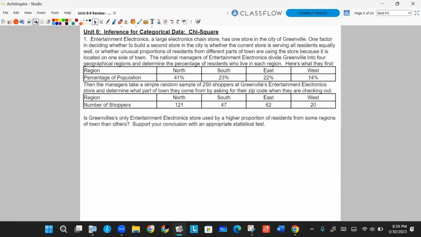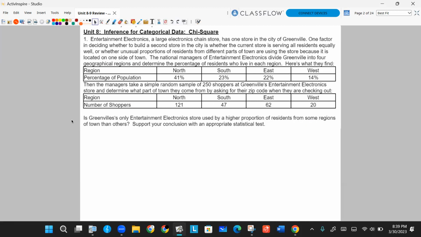And it gives a breakdown north, south, east, and west in different percentages. And that region is basically just percentage of population. The second table says the managers take a simple random sample of 250 shoppers at Greenville's entertainment electronics store and determine what part of town they come from by asking for their zip code when they are checking out. And we have a set of values. These are your observed counts. So these 121, 47, 62, and 20, that's what we actually see.